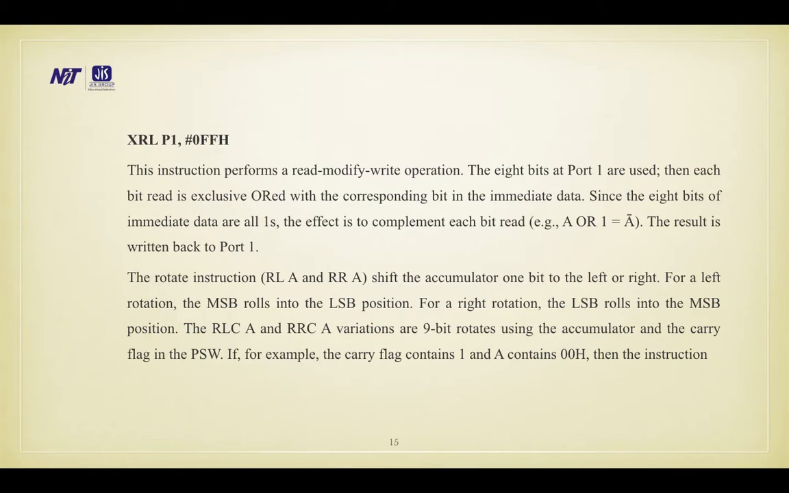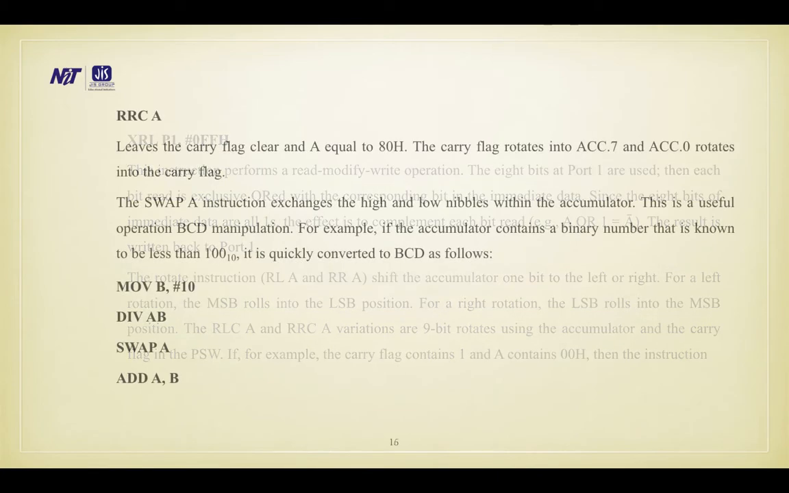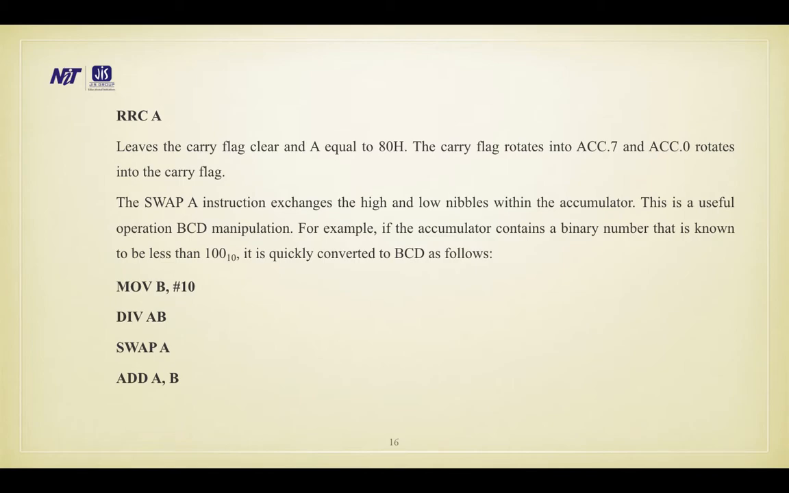The RLCA and RRCA variations are 9-bit rotates using the accumulator and the carry flag in the PSW. If, for example, the carry flag contains 1 and A contains 00H, then the instruction RRCA leaves the carry flag clear and A equal to 80H. The carry flag rotates into accumulator bit 7, and accumulator bit 0 rotates into the carry flag.